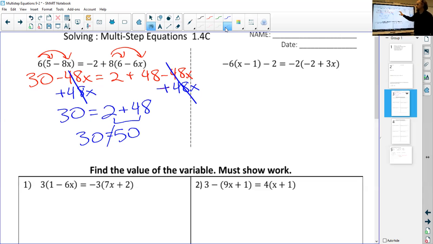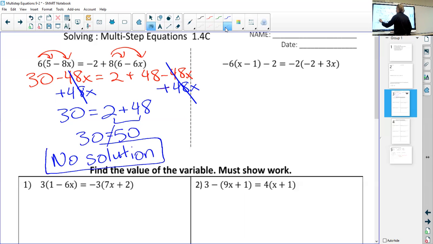And what that tells us is that no matter what value we substitute for x, this equation will never be true. This equation should not exist because the two sides are not equal. So in this case, our answer would be no solution. So it is a problem without an answer.